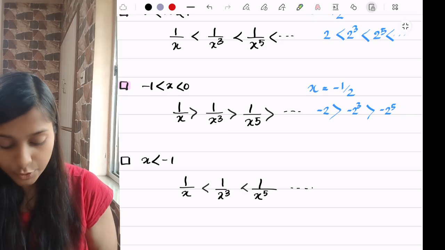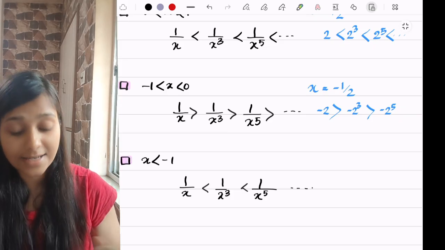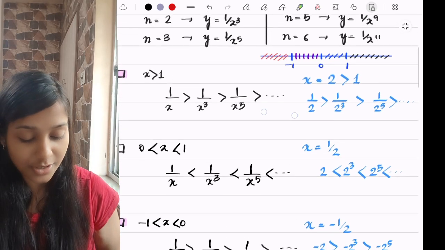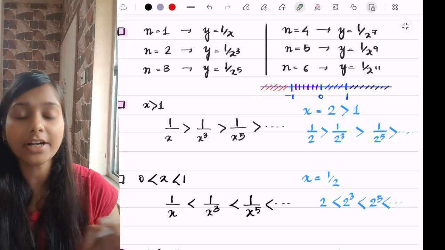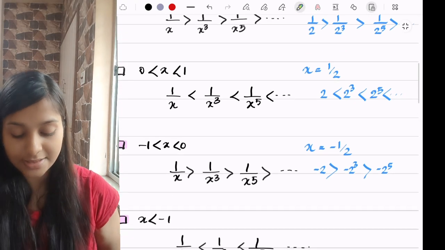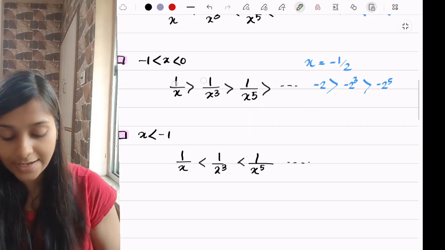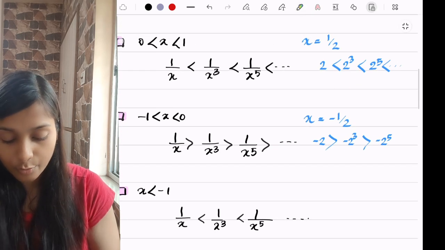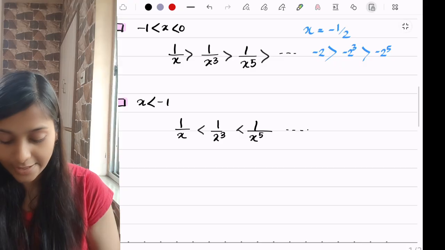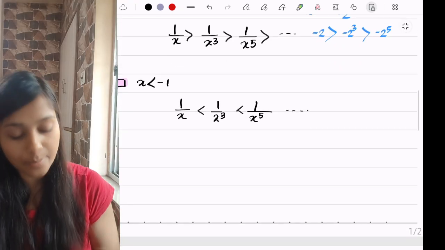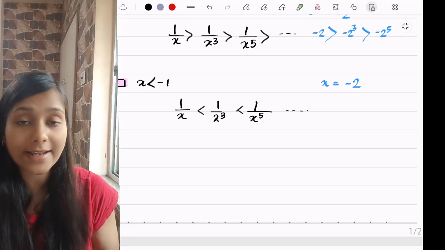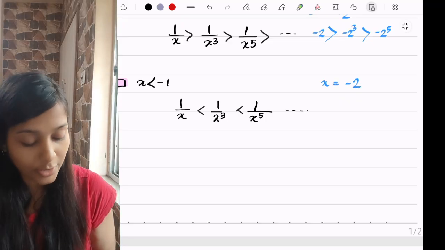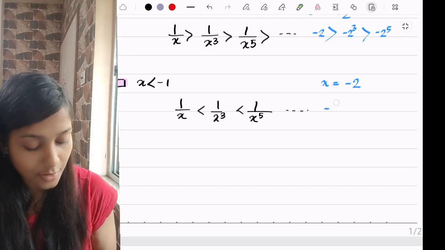Next, let us come to this region, which is x less than minus 1. What is this region? This is this part, that is minus infinity to minus 1. What happens here, if we check it with an example, we will see that, let me take an example. So for x less than minus 1, we might take it as minus 2. So if we take the reciprocal, what will it give? It will give minus half.